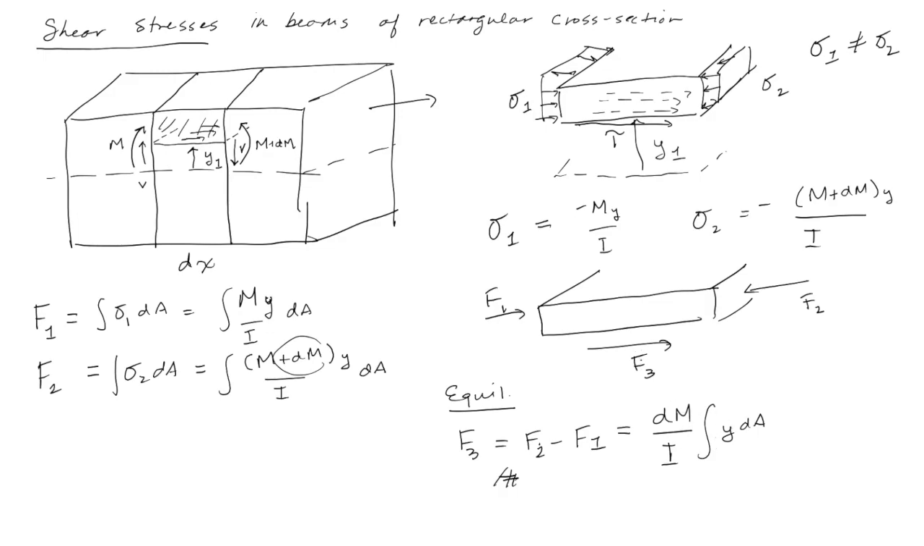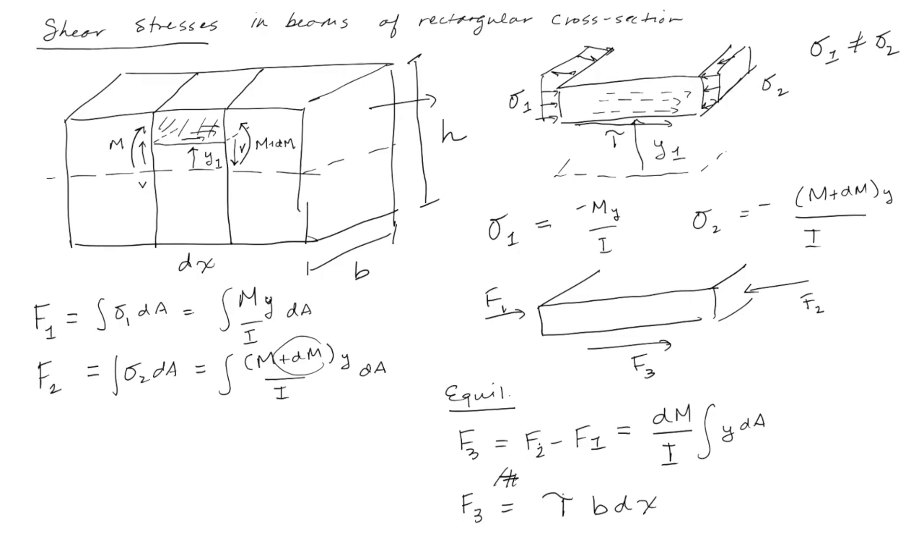But F3 also can be written as the shear stress times an area. And this area is going to depend on the size of the rectangular cross-section. So let's put some dimensions on here. Let's say that's depth b and height h. So F3 is equal to F2 minus F1, which is this, but F3 is also equal to tau times b dx.